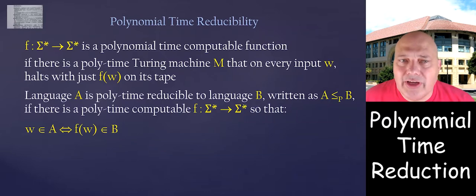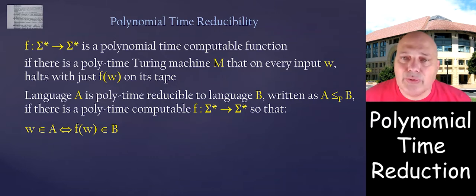And now we can define that the language A is polynomial time reducible to a language B. And we will write it as A ≤_P B to indicate that it is a polynomial time reduction rather than just any mapping reduction, if there is a polynomial time computable function f, so that w is in A if and only if f of w is in B.